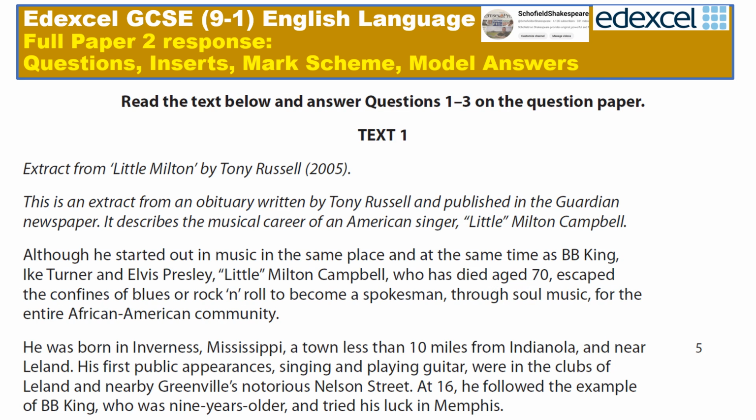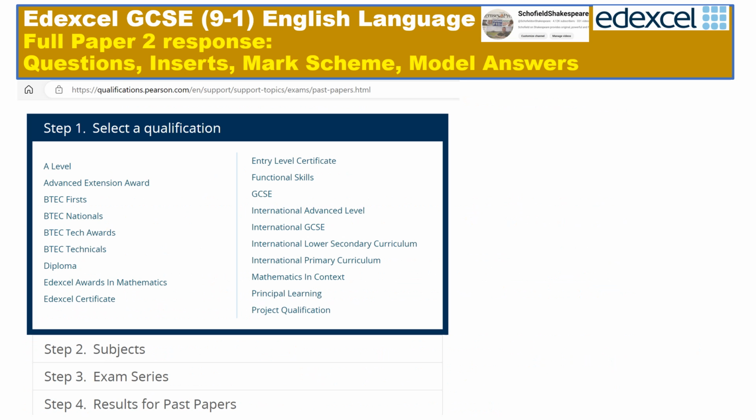In this video, I will explore Edexcel GCSE English Language Paper 2 from June 2018. You can download this paper directly from the Edexcel website. This is very easy to do. Simply type Edexcel GCSE English Language past papers into Google, then follow the 4 steps shown on screen. Click on June 2018 and then choose the question paper.